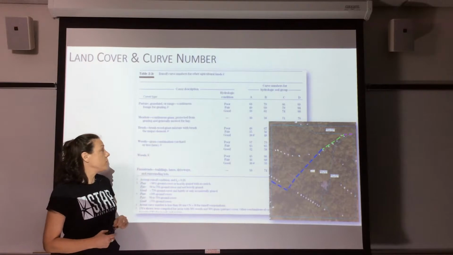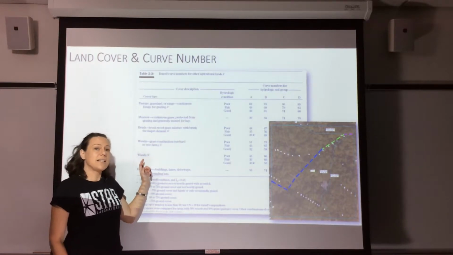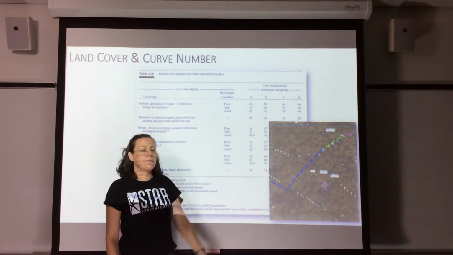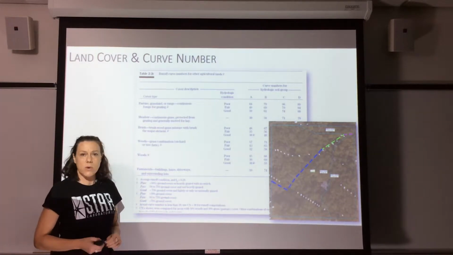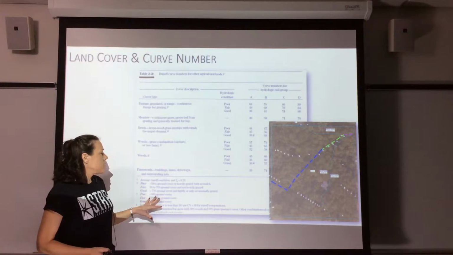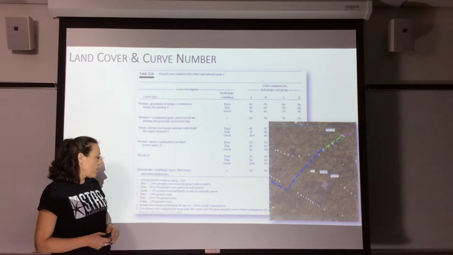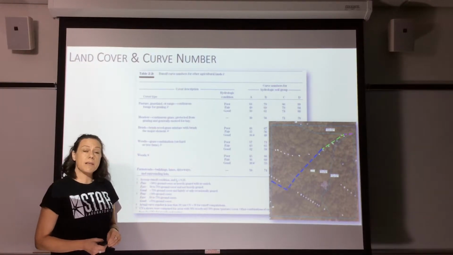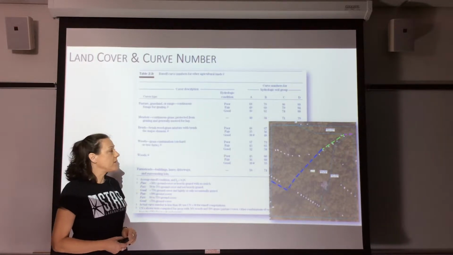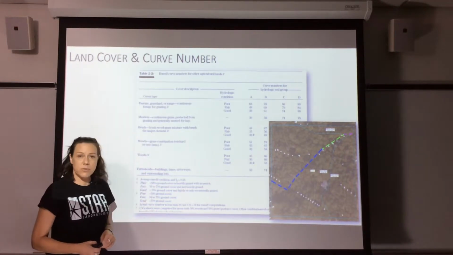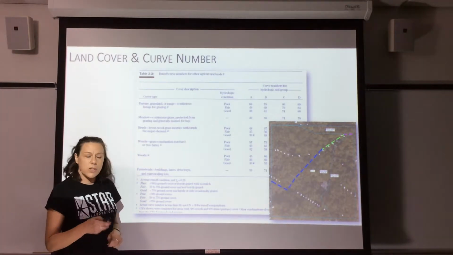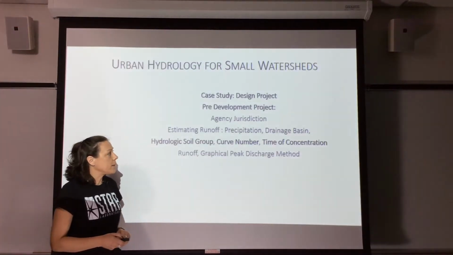I would go with good woods grass combination because it's not straight up a forest. You can see there's ground cover and there is grass once you go out to the field site. You also have what poor, fair, and good condition means based on the ground cover, how much of the ground is covered by grass. And again, I would use the fair condition unless you do a site analysis. So we're going to go with the curve number of 43.